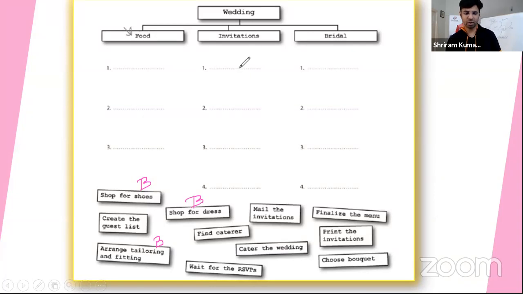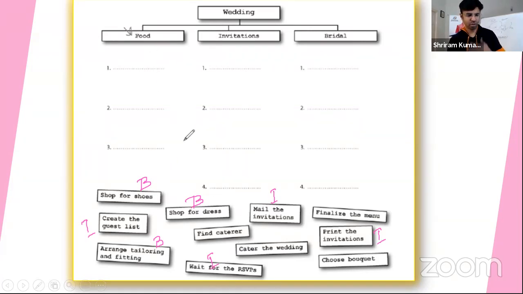Invitation. For invitation, tell me what all can come. I will say mail the invitation. Could be mail the invitation. Yeah, and then create the guest list. Okay, this could be. And then print the invitation. Could be. Yeah, what else? Wait for our CP. Okay. Then what? Almost pretty good. Let me move to the next one.